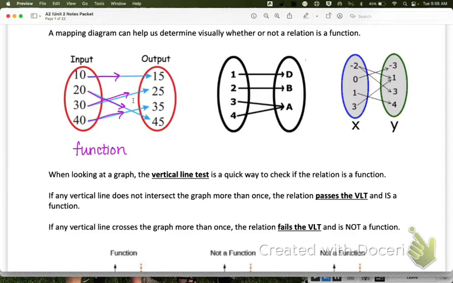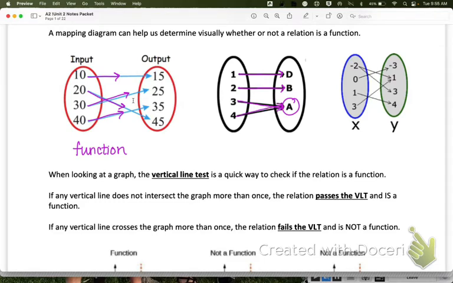Okay, now number 2 is the kind that sometimes tricks people because we look at this A value here and I say, oh no, there's 2 arrows that point to A. The output is not where we're looking, it's the input. So we want to look: 1 has only one arrow that goes to D, 2 has only one arrow that goes to B, 3 has only one arrow that goes to A, and 4 has only one arrow that goes to A.